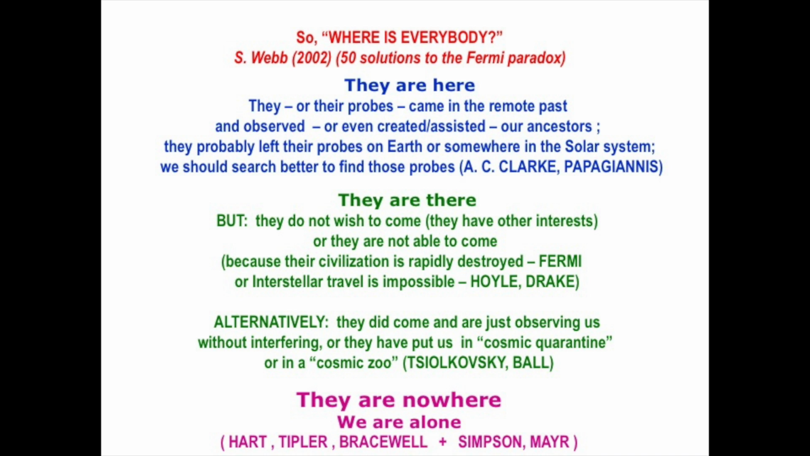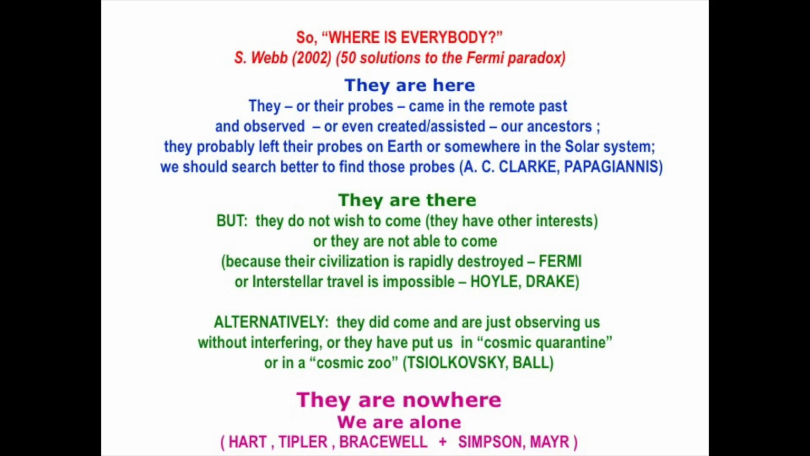Alternatively, they did come and they are just observing us without interfering, or they have put us in a cosmic quarantine. This is what Tsiolkovsky thought, or John Ball, another American astronomer. And this is also, for those of you that are fans of science fiction, the famous Prime Directive in Star Trek. When the crew of the Enterprise discovers primitive civilizations, they do not have the right to interfere with them, to speed up their development. So this is more or less the idea there.